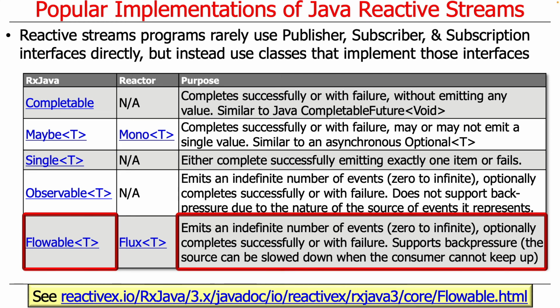And then there's this thing called a maybe, which either completes successfully or with failure and may or may not emit a single value. And that's similar to a mono. So we'll see examples in this class of completables, maybes, singles, observables, and flowables, and you'll get a chance to program them when we start with assignment 4A here shortly.